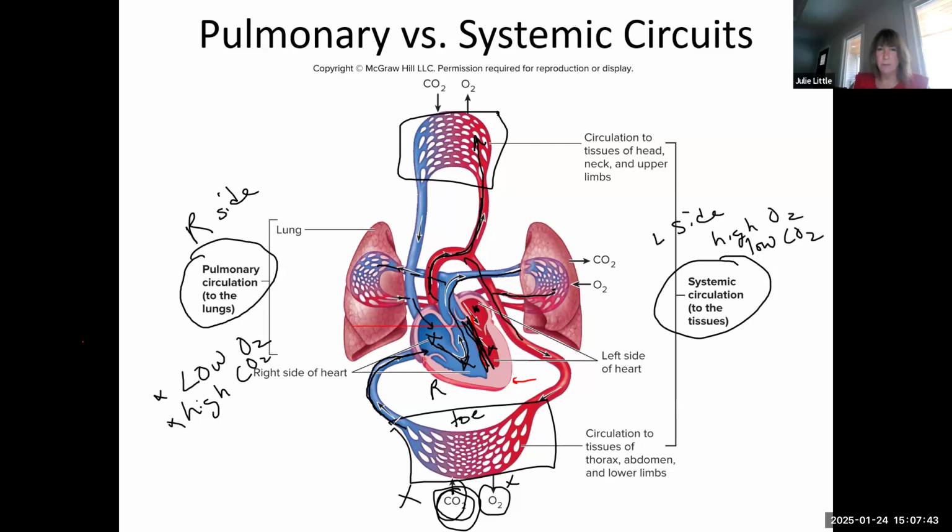I hope this becomes more intuitive when we get to the respiratory system and when we get to part 3 of the cardiovascular system. But for now, that's where I'm leaving it. You might need to read your textbook 100%.